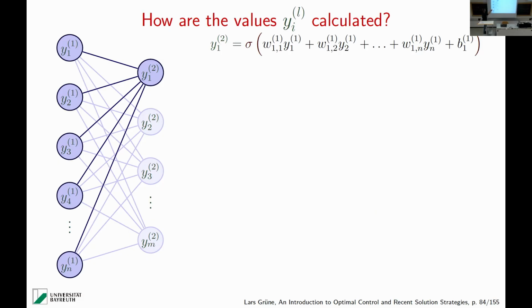And all this together goes into a function called sigma, a scalar function. And this gives us this value y12 up here. So we multiply each of these values here with a weight, the W things there. Then we add some constant, we plug the sum into a certain function sigma, and then we get this value out. Okay, so these are the weights here.